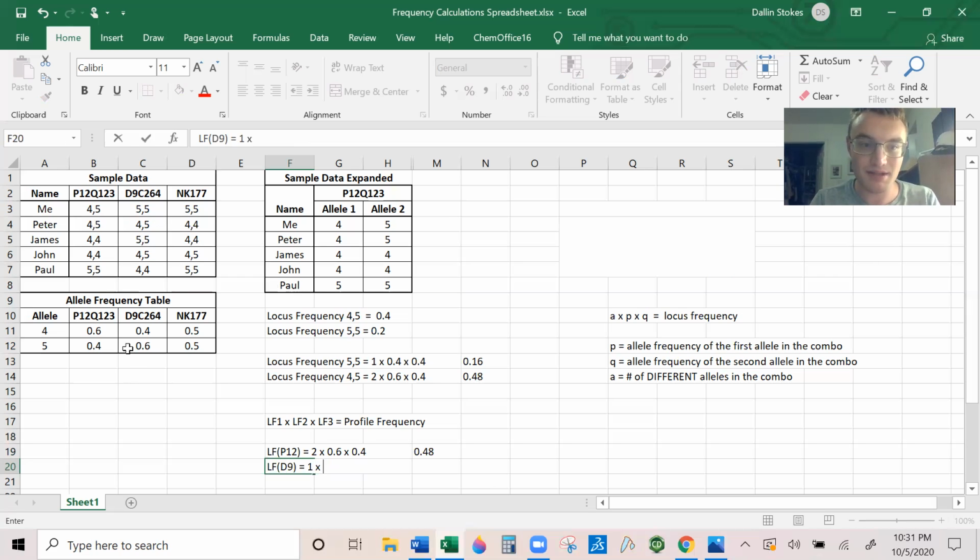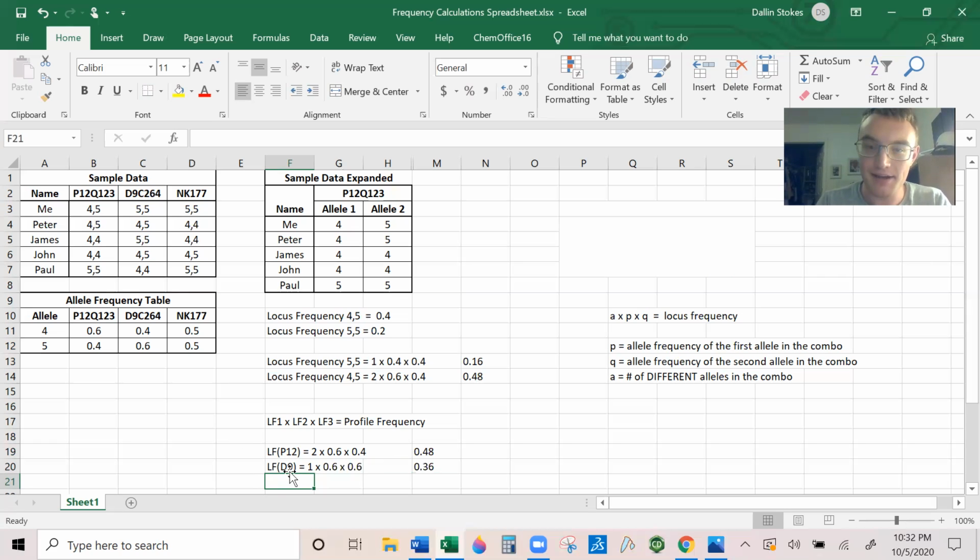So we're going to be in this column this time, not that column, because we're talking about D9. So the odds of getting a 5 at D9, which in this case is 0.6, times the odds of getting a 5 at D9, because my second allele is a 5. So that's going to be another 0.6. And that is going to equal 1 times 0.6 times 0.6, which is equal to 0.36. There's my locus frequency for D9.